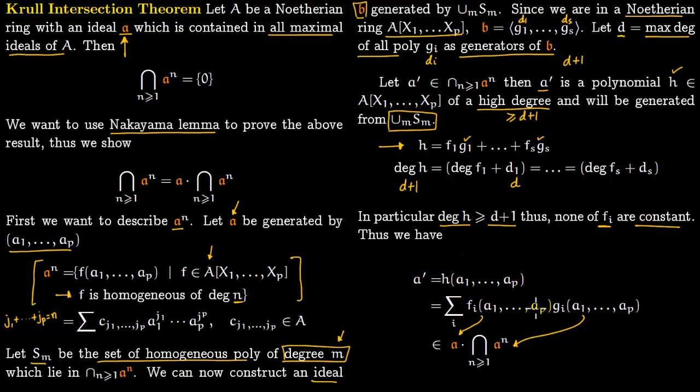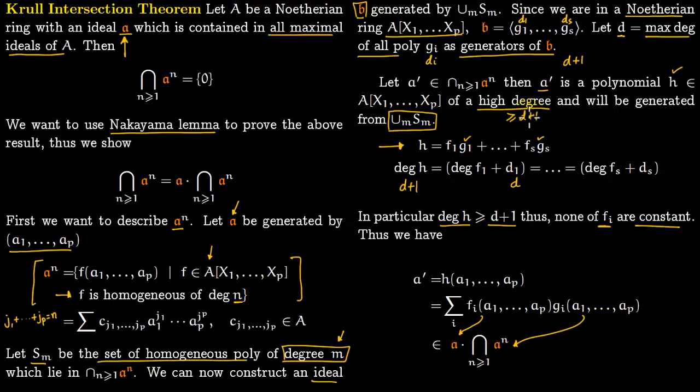Therefore you can show that this fi lies in A, because it's not a constant. These gi will lie in the intersection of A_n, because these are the ones which are precisely generating the intersection, as you can see. They generate this entire union, but this union consists of all polynomials of degree m which lie in the intersection. And that is the end of the story.